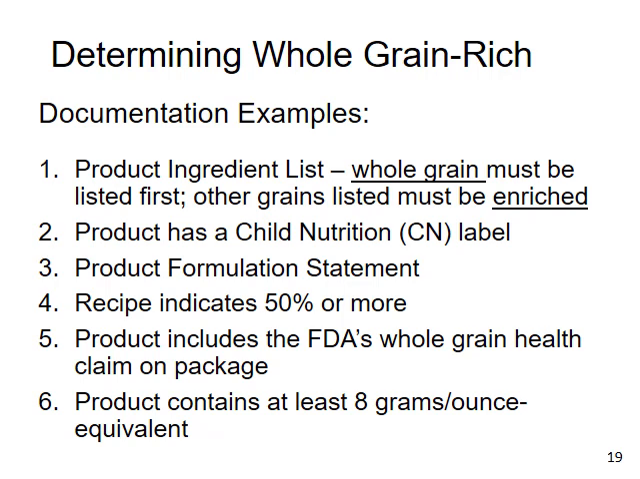We will discuss these in a few slides. Recipes are documentation. So the grains included in the recipe must indicate that 50% or more of the grain is whole grain, and the product can include the USDA approved whole grain health claim on its packaging, and the items contain at least 8 grams of whole grain per ounce equivalent.